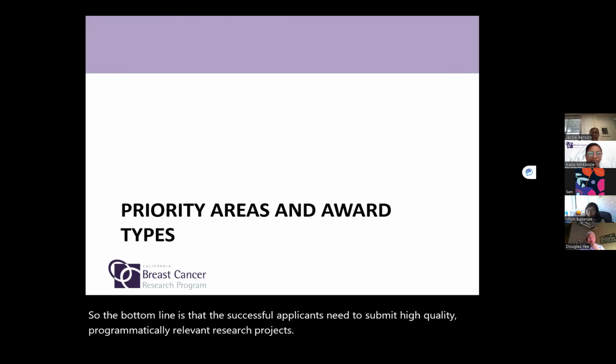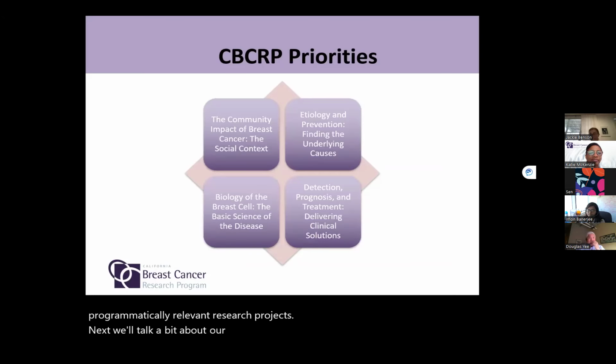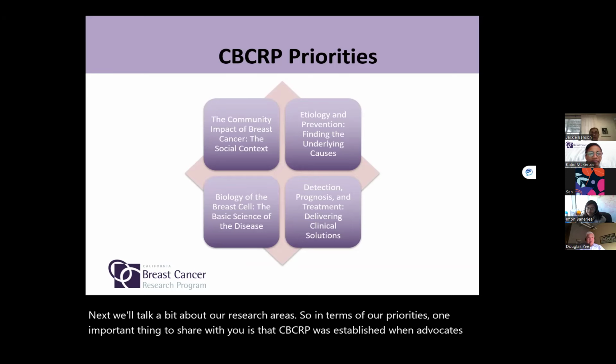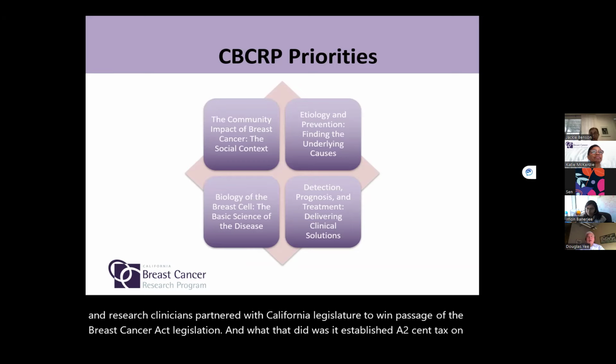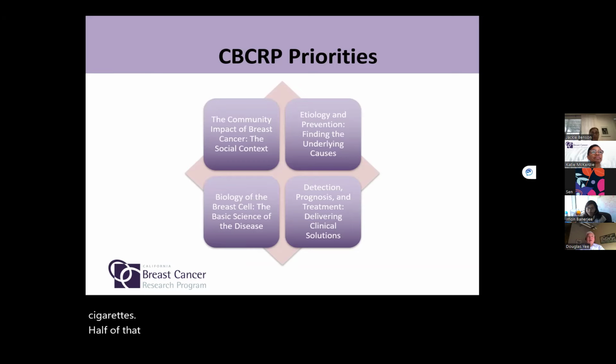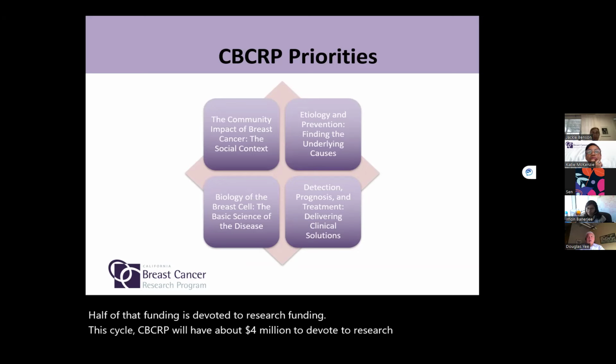Next, we'll talk a bit about our research areas. In terms of our priorities, one important thing to share with you is that CBCRP was established when advocates and research clinicians partnered with the California legislature to win passage of the Breast Cancer Act legislation. That established a 2-cent tax on cigarettes, and half of that funding is devoted to research funding. This cycle, CBCRP will have about $4 million to devote to research applications reviewed in these panels.